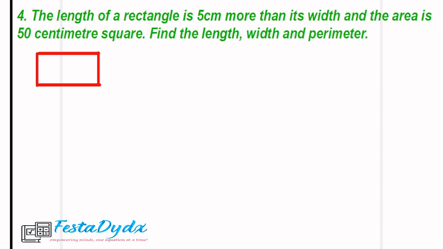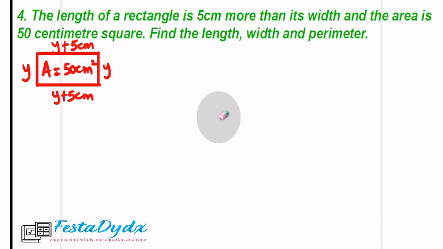So let's say the width is y. Meaning the length should be y plus 5 centimeters, because it says 5 centimeters more than its width. And the area is 50 centimeters square. The area of this shape is 50 centimeters square. Now find the length, width, and perimeter.